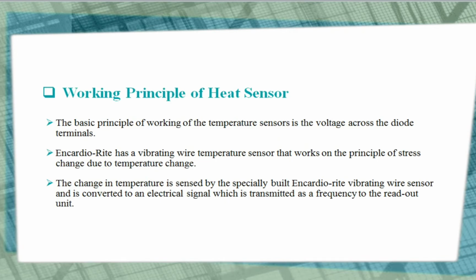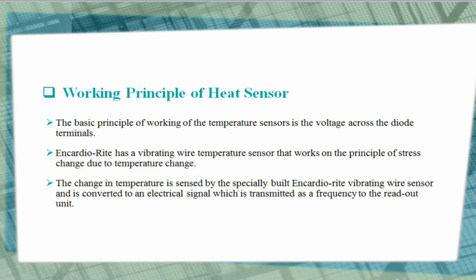So now the next is working principle of heat sensor. The basic principle of working of the heat sensors is the voltage across the diode terminals. If the voltage increases, the temperature also rises, followed by a voltage drop between the transistor terminals of base and emitter in a diode. Besides this, Cardi Ride has a vibrating wire temperature sensor that works on the principle of stress change due to temperature change.